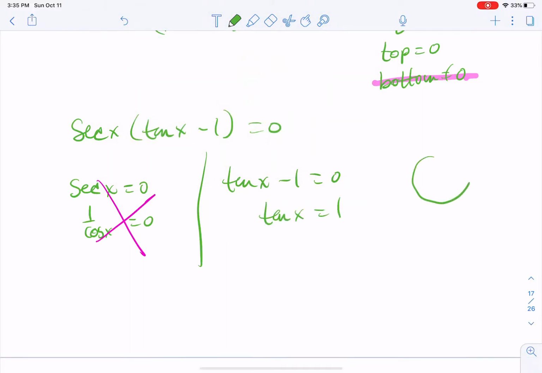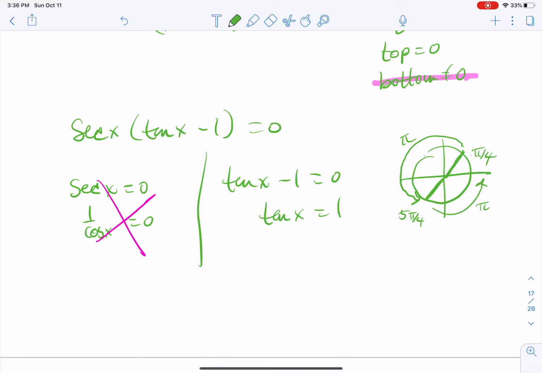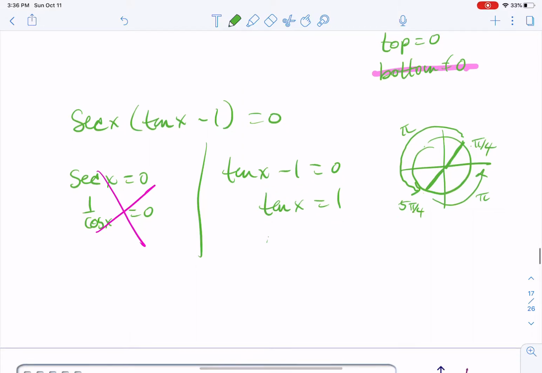Where's tangent equal to 1? Let's draw a unit circle. Tangent is equal to 1 here at pi over 4, or also over here. So how far do I have to go to get to the next one? The period of tangent is pi, not 2 pi like it is for sine and cosine. So this one is 1/4, 2/4, 3/4, 4/4, 5/4, 5 pi over 4. And then I can get another one if I just keep going another pi.